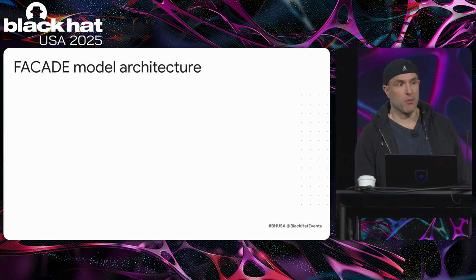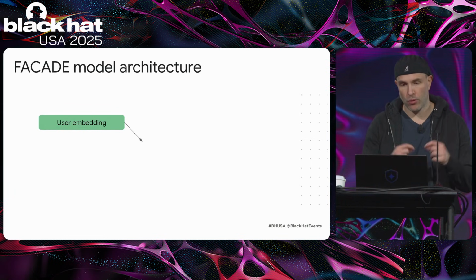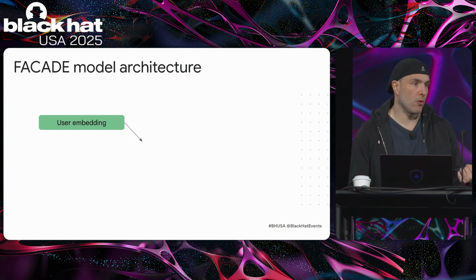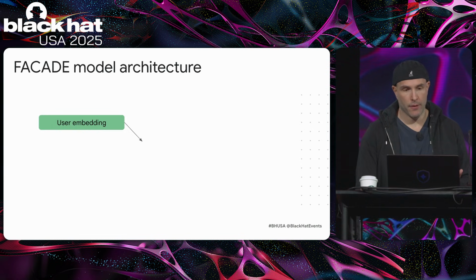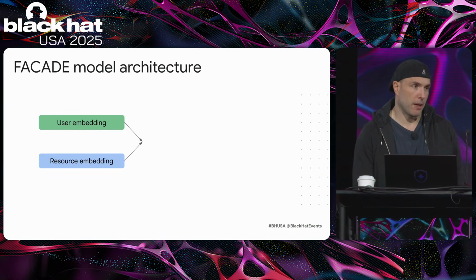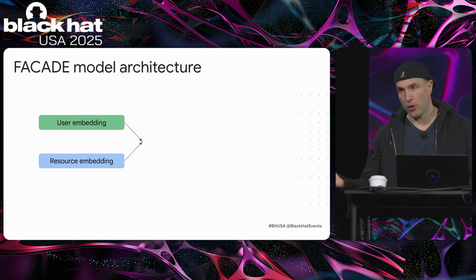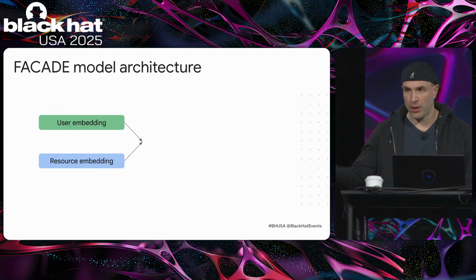So how does it work in practice? We have a user embedding, which is a dense representation of who the user is, what their role is, which organization they belong to, what groups they have access to, and so forth. And then we have a resource embedding, which is the access pattern for a given document, but it can also be a SQL query, access to a table, or access control.